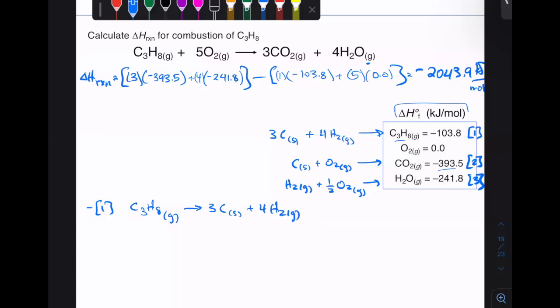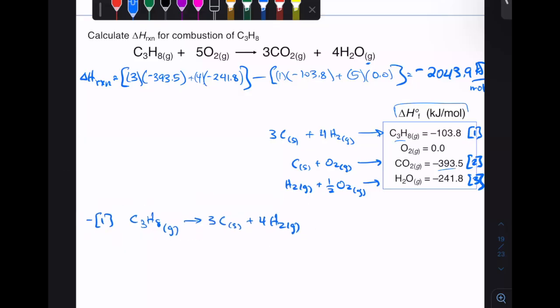And so all I did was reverse the reaction. So delta H of this reaction is going to be the reverse of what it was. So that's going to be positive 103.8 kilojoules per mole.